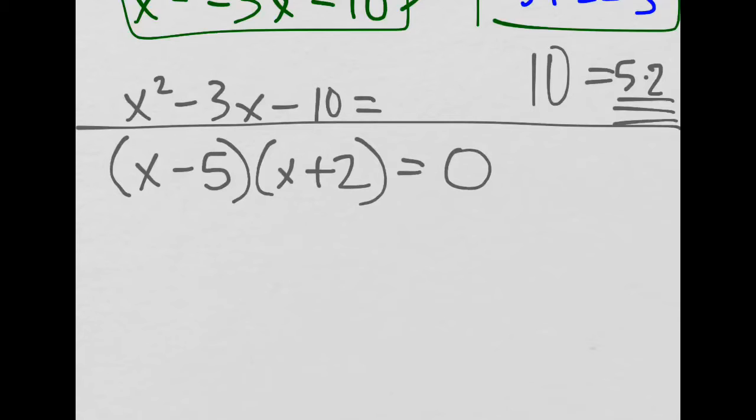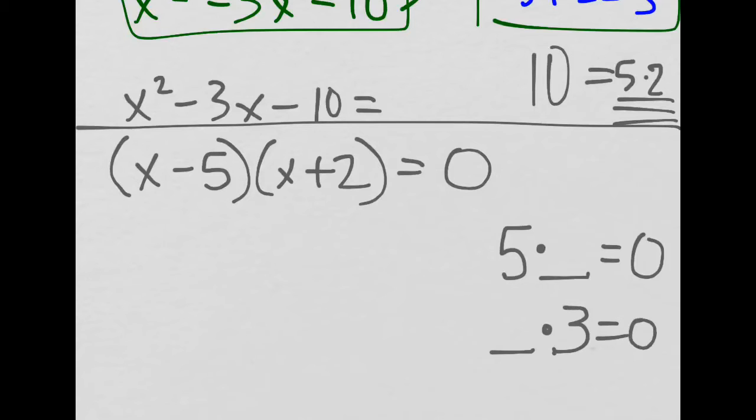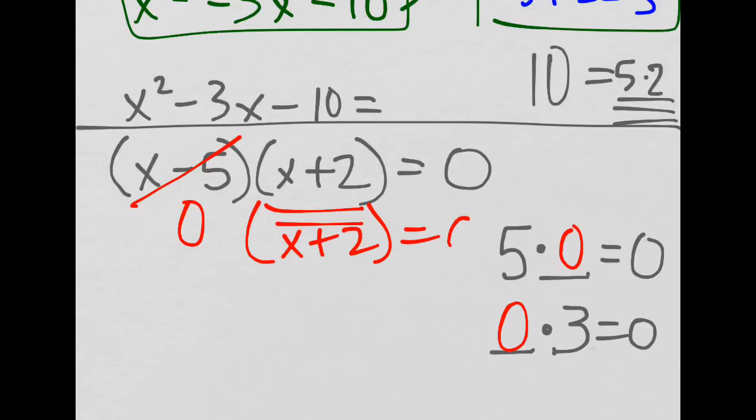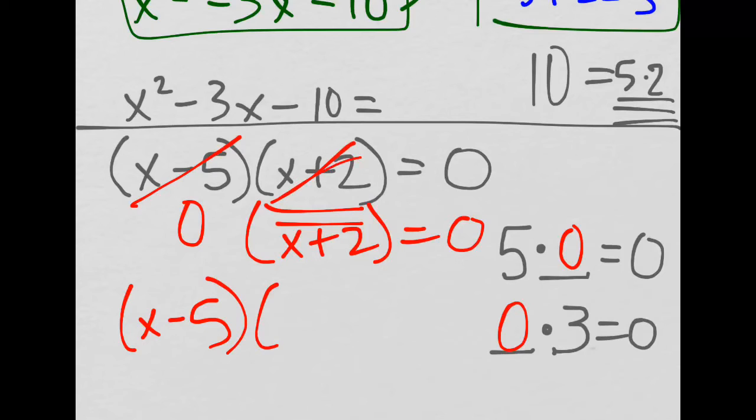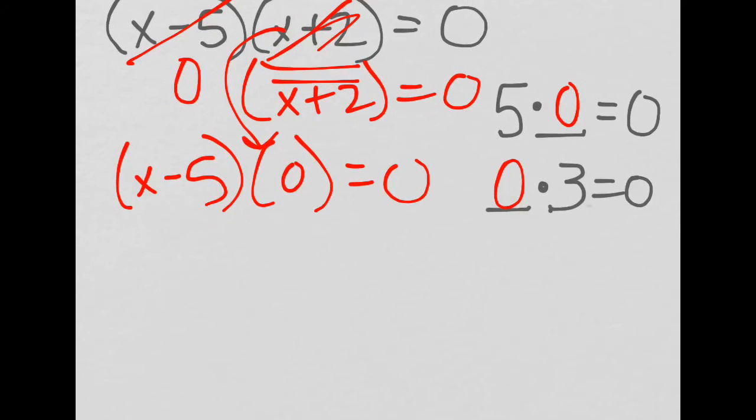How would I get two things to equal 0? If I had 5 times something equals 0, well, what would I have to do? If I had something times 3 equals 0, what do I fill in those holes with? I would have to have a 0, right? So if I made this be 0, 0 times x plus 2, wouldn't that equal 0? Well, it sure would. What if I said x minus 5, and then I made this part be 0 times 0? Would that give me 0? Well, it sure would. So we're going to try to find what I could plug in for x that would make the whole thing equal to 0.